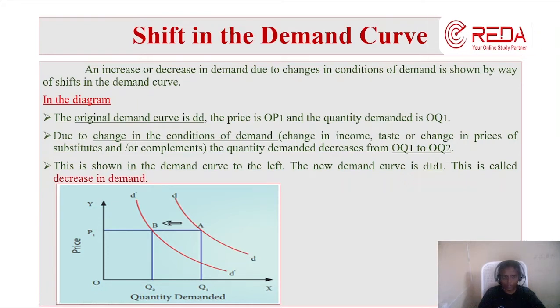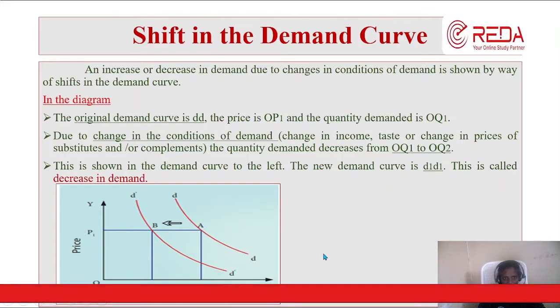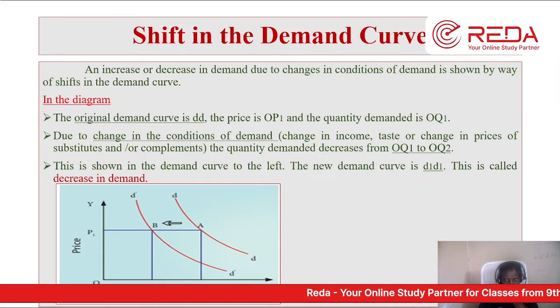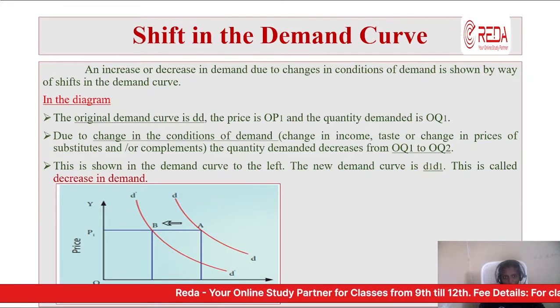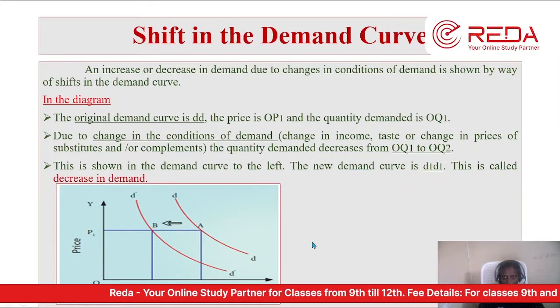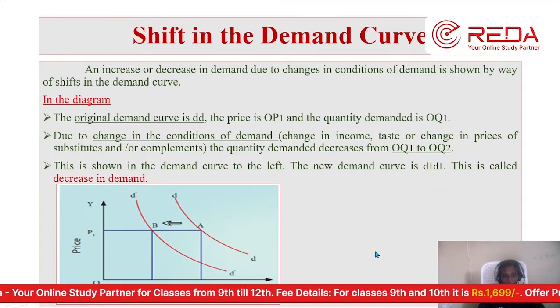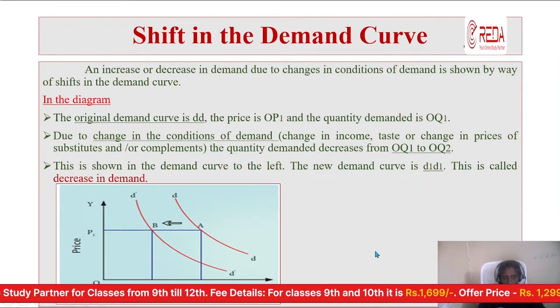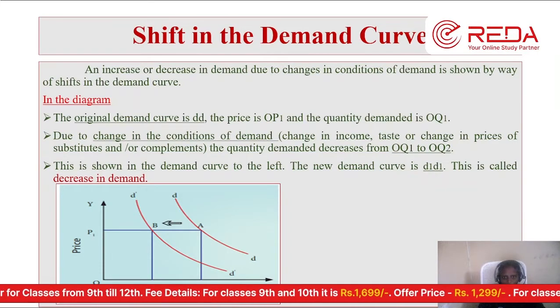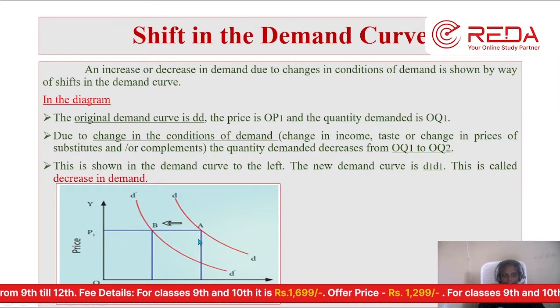But if there is a change in the conditions of demand, that is, if the income of the consumer increases, if the taste and preference increases, or whenever there is a change in consumer behavior, or a change in the price level of substitute goods or complementary goods, what will happen to the demand curve? The demand curve decreases.